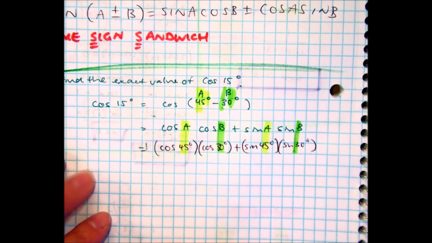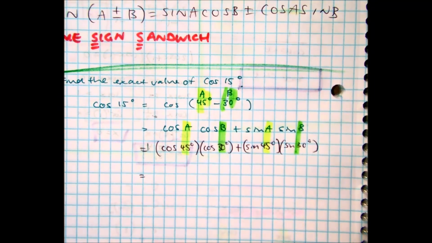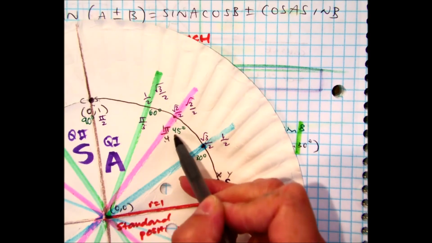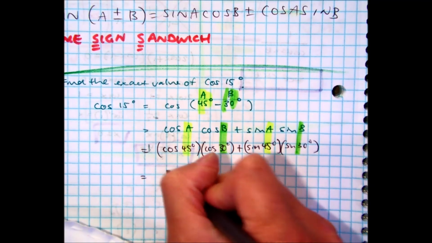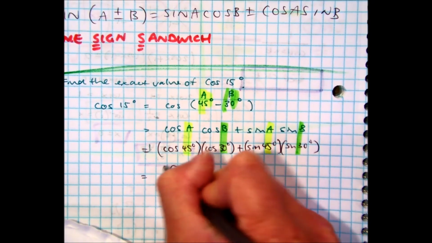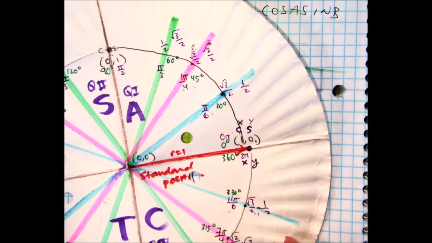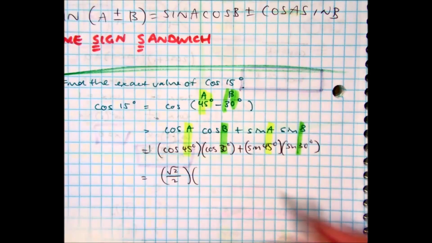Okay, now at this point, you're going to use your unit circle, or someone's memorized it. For recording's sake, I'll just look it up. Cosine of 45, so I have radical 2 over 2. Notice that we're all in quadrant 1, so they should all be positive. Cosine at 30, what is that? It's the first one, radical 3 over 2.